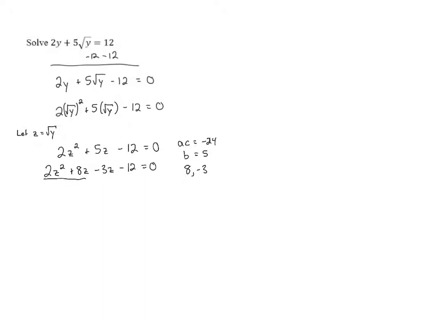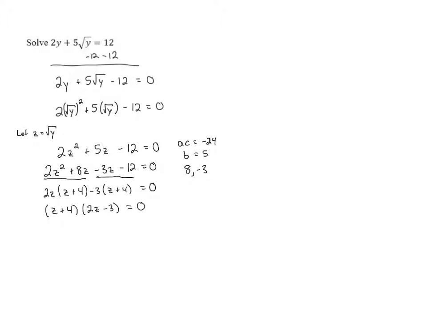And we can finish by grouping. The first group has 2z as the GCF, giving us leftovers z plus 4. Both of the terms in the second group have a negative 3 that can be pulled out, also leaving us with z plus 4. And so on the left, the two groups had a z plus 4 in common, and then the leftovers are 2z minus 3. So we have z plus 4 times 2z minus 3 equals 0.